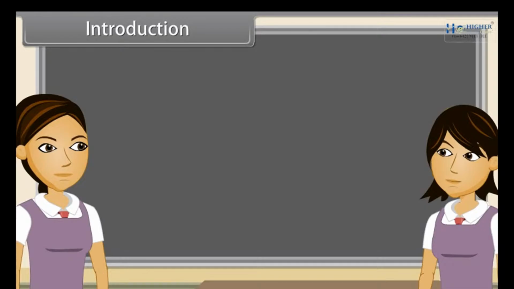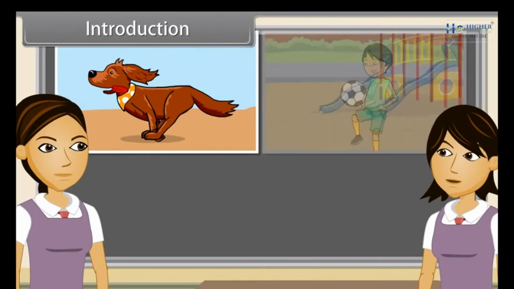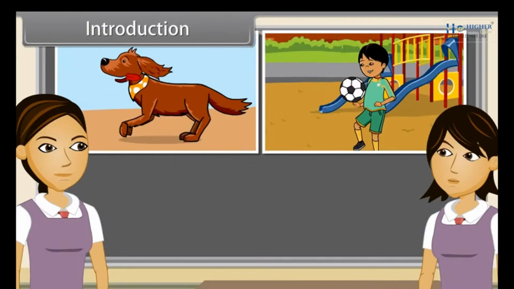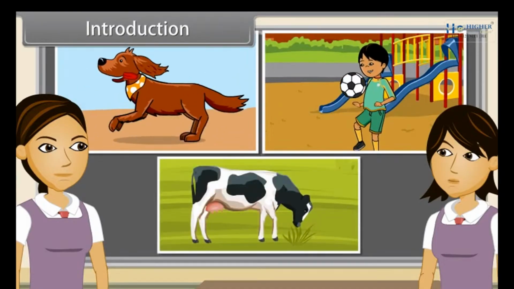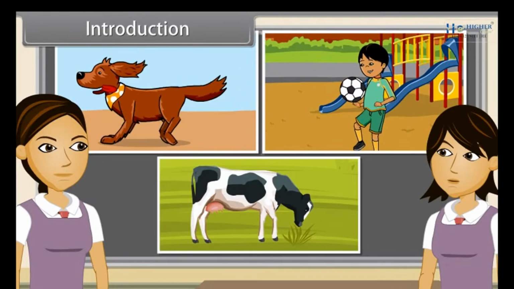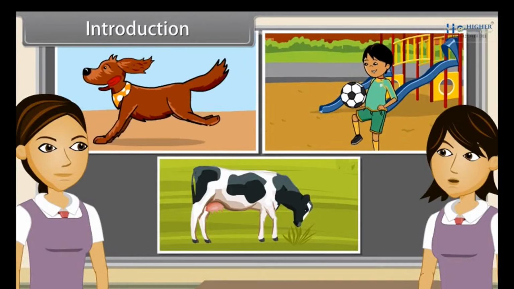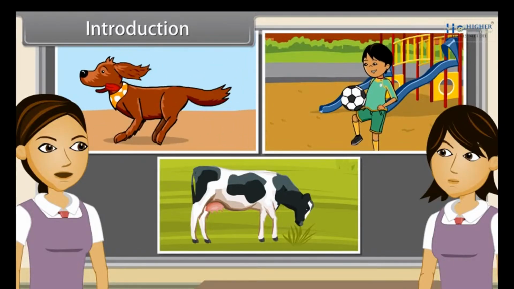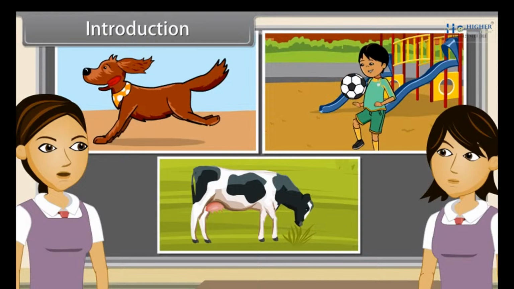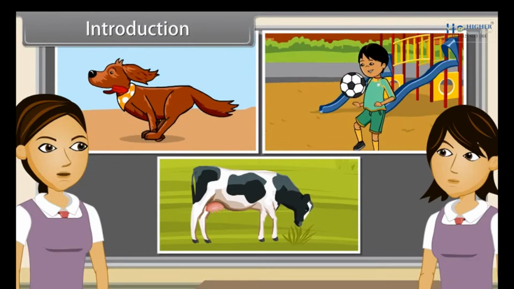Yes, on the other hand, in animals and some plants, these movements are not connected with growth. Some examples of it are running of a dog, playing football of children, and chewing cud of cows. These movements are not related to growth. If we analyze these movements, we find a reason behind each and every movement.